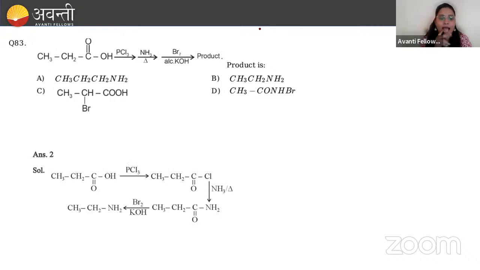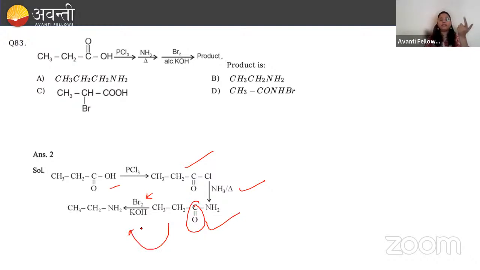You can see acid reacts with PCl5, there will be formation of acid chloride. When acid reacts with PCl5, there will be formation of respective acid chloride, which on reaction with ammonia gives us a respective amide. Which on reaction with bromine, Hofmann bromamide reaction, ये CO निकल जाता है, we get formation of amine with the lesser number of carbon atoms than were present initially in the respective amide. So that's why here answer B is our correct answer.